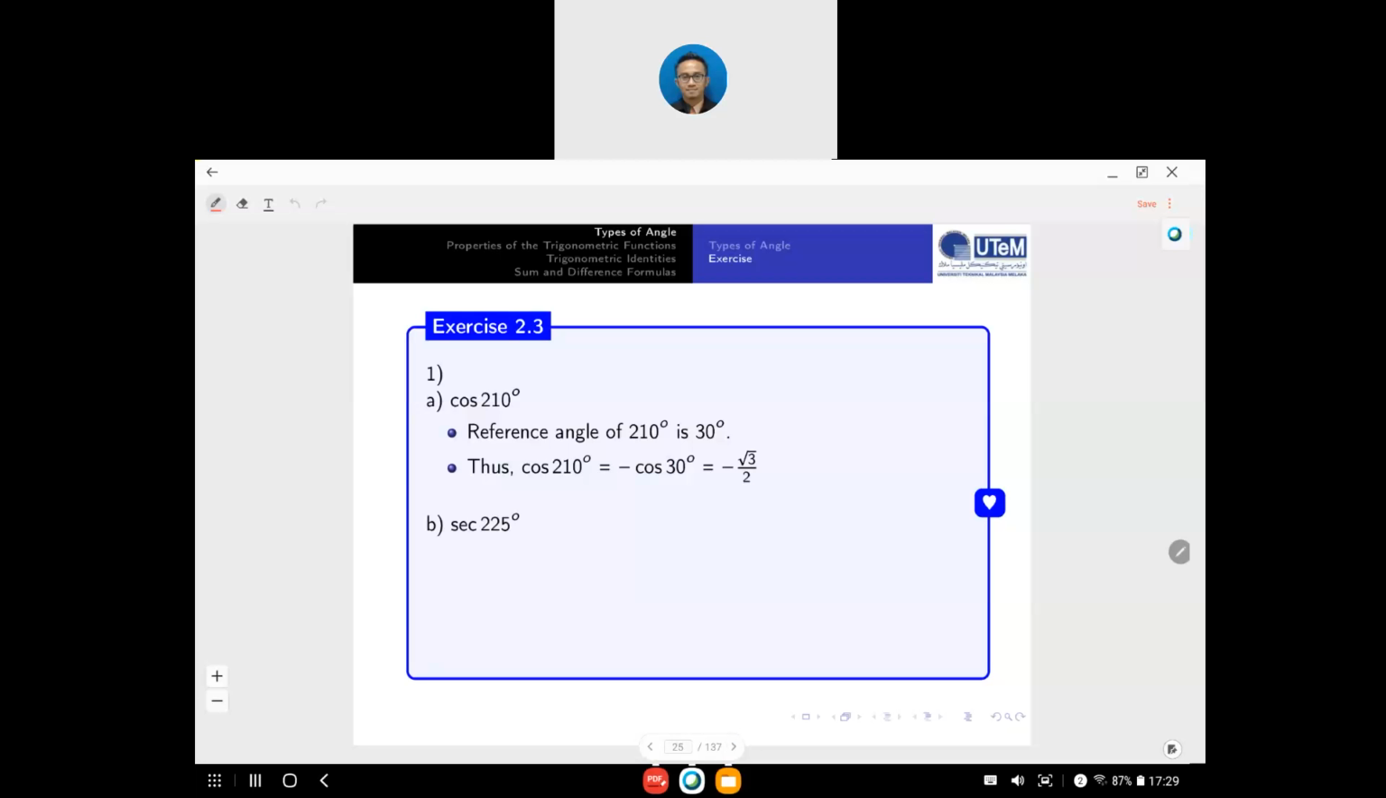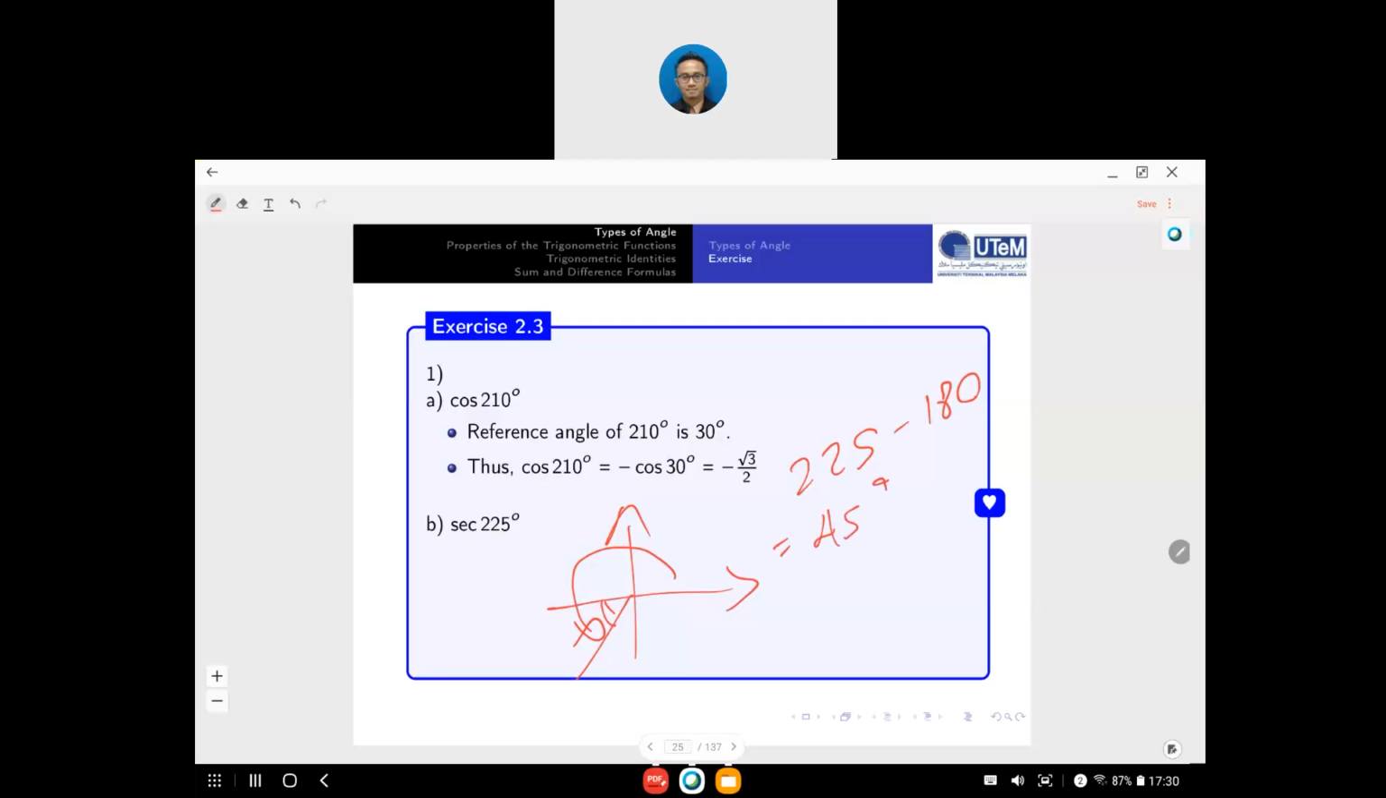Sec 225 is also the same thing. You look at which quadrant it stops in. This one is also the same thing, in the third quadrant. Okay, 225. And then what is the reference angle here? So 225 minus 180, you can get 45 degree.